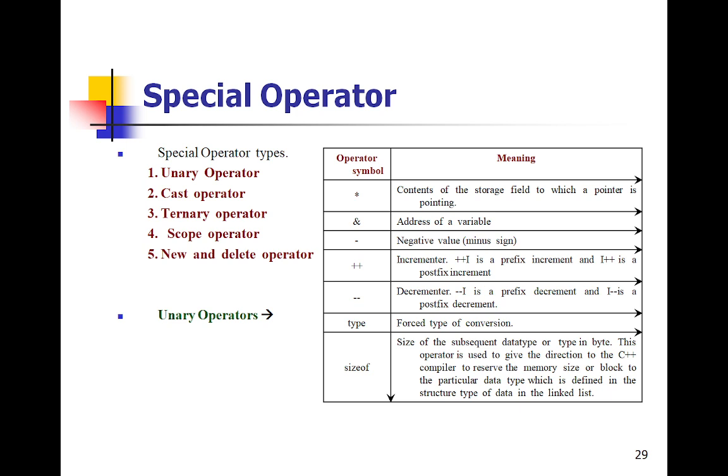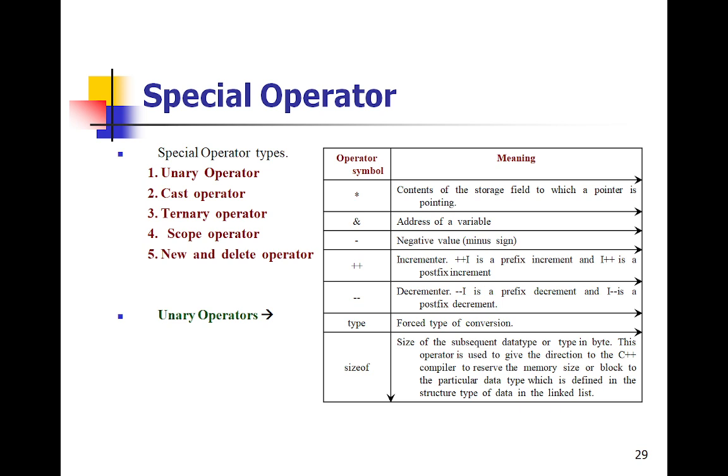And then the next one is the special operators. That is unary operators, cast operators, ternary operators, scope operators, then new and delete operators. Unary operators means the operator symbols plus plus and minus minus. These are the pre-increment, post-increment, increment, and decrement operators we are using. Okay. So while we are discussing the conditional statements and conditional loop statements, that is the for loop and while loop.